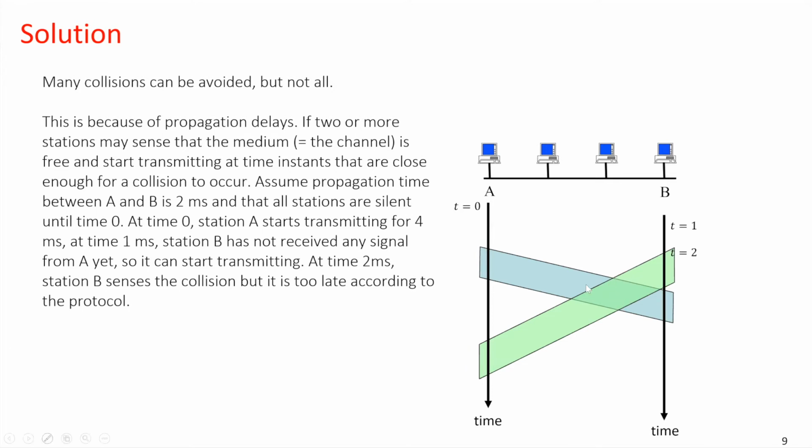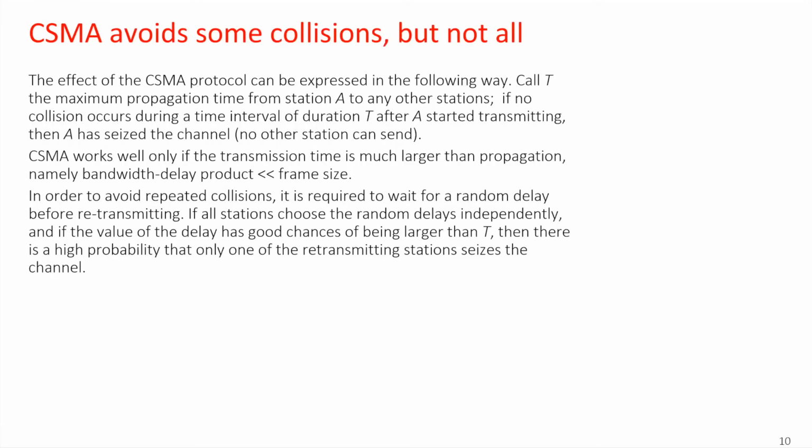The places on the cable where those two shadows intersect mean there is a collision. This is a place where you have the two signals superimposed on the cable. So if you're in this region here, you will see a collision. So it is not true that this entirely eliminates collisions. Collisions are still possible here. So CSMA avoids some collisions, but not all.